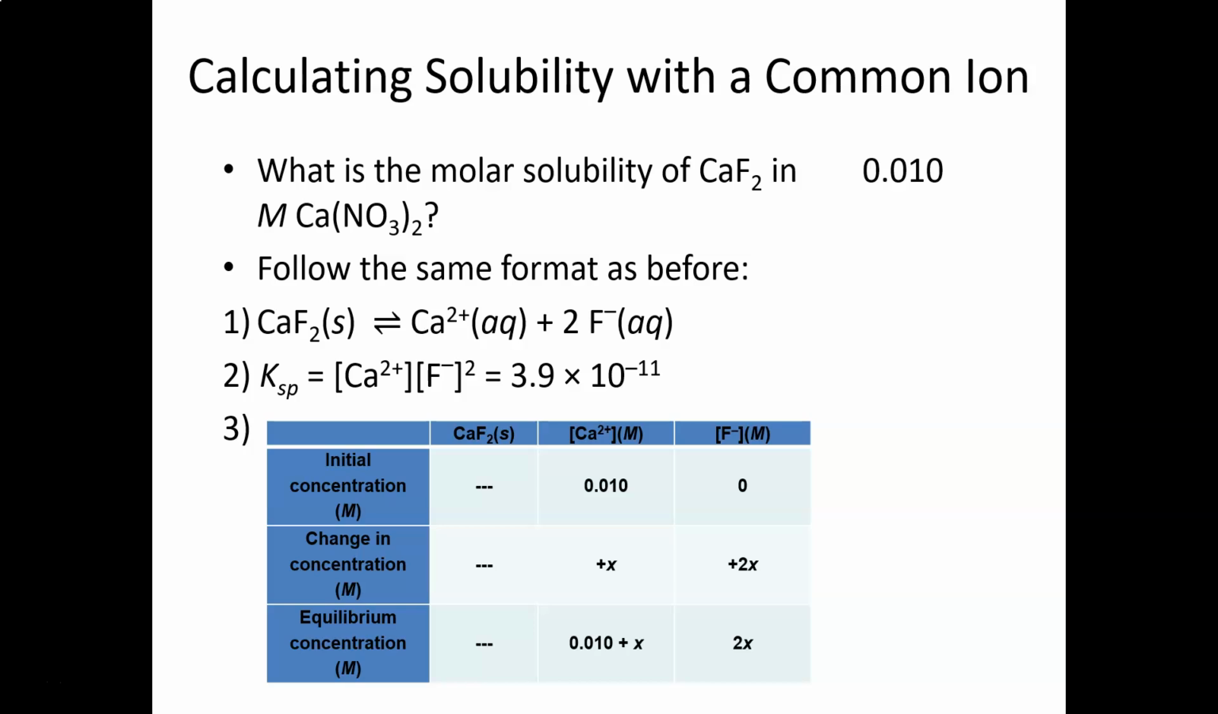Here you'll notice that the calcium ion concentration is 0.01 instead of 0 like it was in the previous problem. And that's because we have the calcium nitrate contributing some of its calcium ion to solution. We still see the same change in calcium and fluoride, and at equilibrium we have a slightly different equilibrium expression.